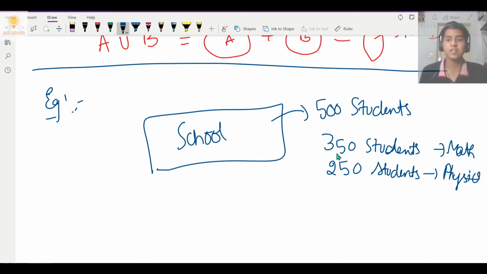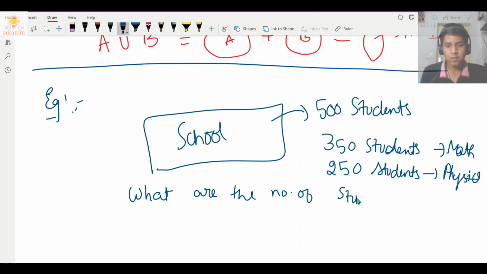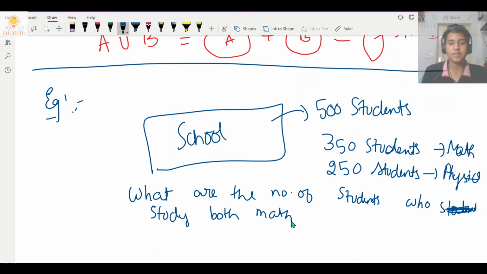So in this school, 350 students study math and 250 students study physics. Then what this question asks is, what are the number of students who study both math and physics? That is the question here.